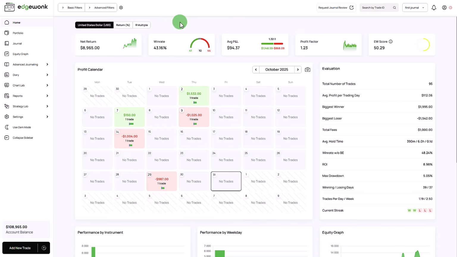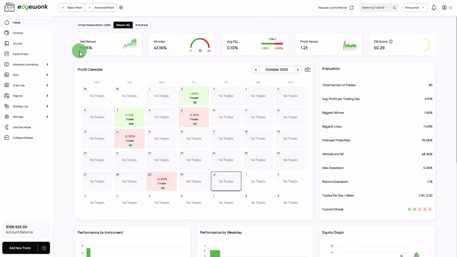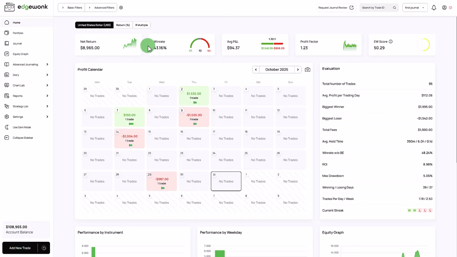So today we are taking a look at the trading performance from one of our customers. He asked us to take a look at his Edgewonk trading journal and get our opinion on what he should focus on going forward. So we're doing that. He is profitable with a return of 9%, 43% win rate, and a reward to risk ratio of 1.3.